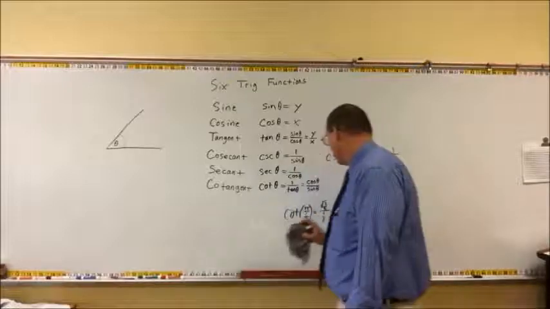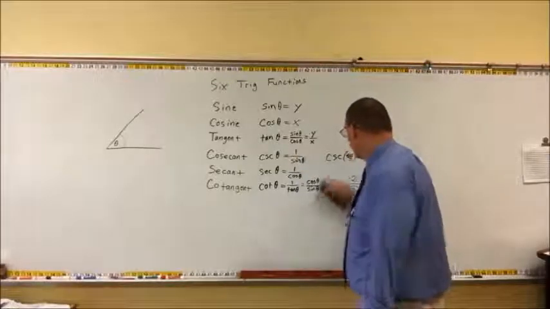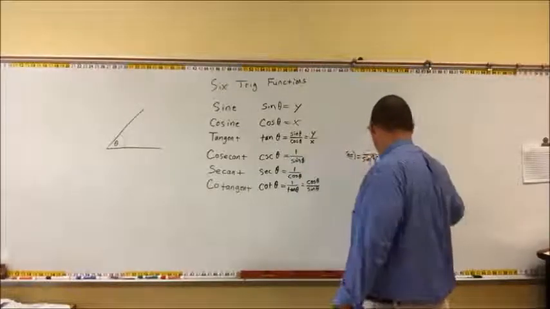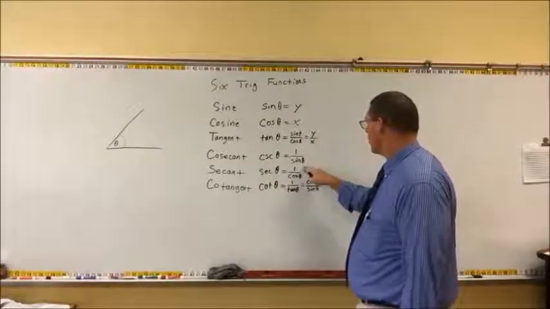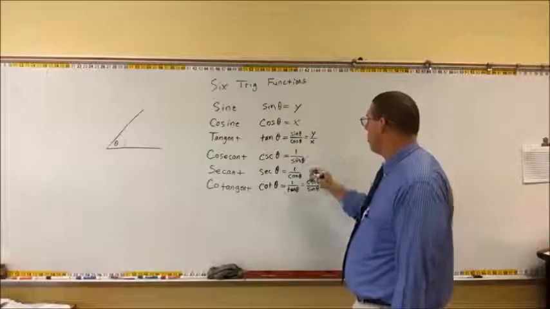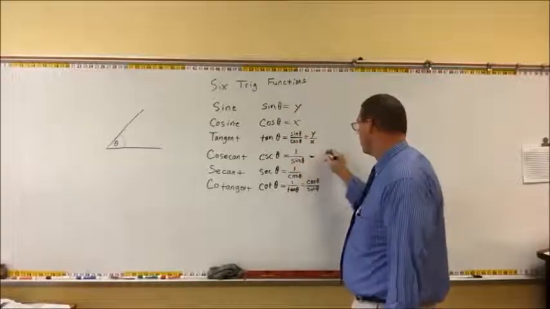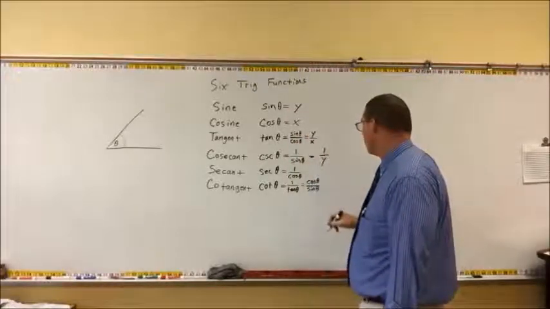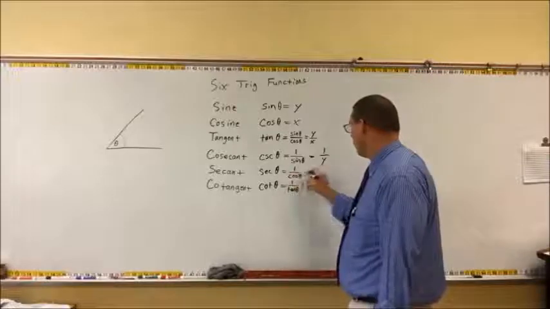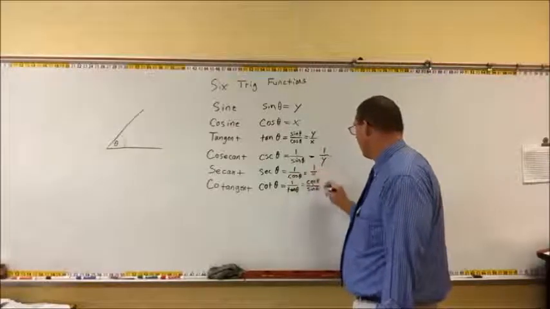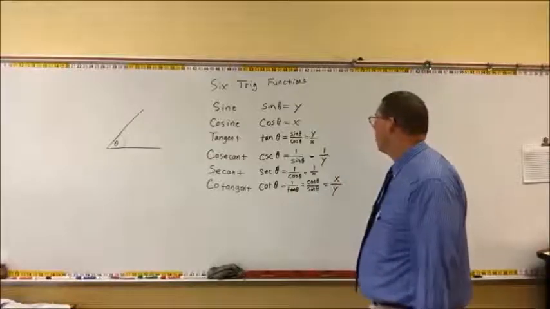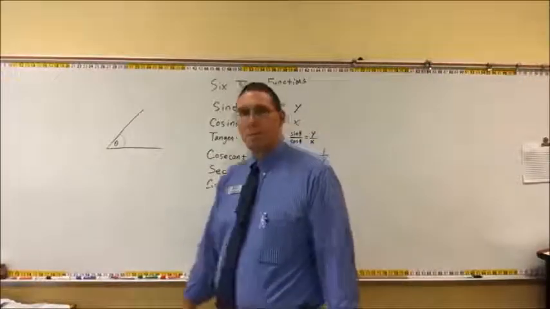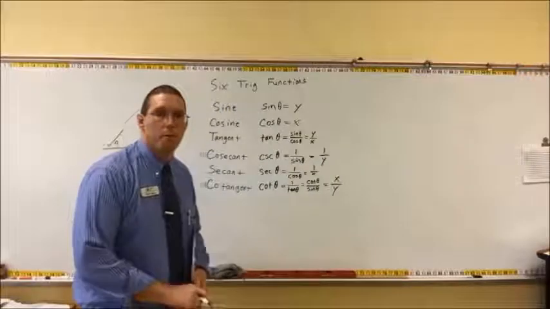Okay, so now note here, since cosecant is 1 over sine, and sine is simply the y-coordinate, that means cosecant is just 1 over the y-coordinate. Secant is 1 over the x-coordinate, and cotangent is x over y. That's what I went over this morning. I hope this helps a little bit.